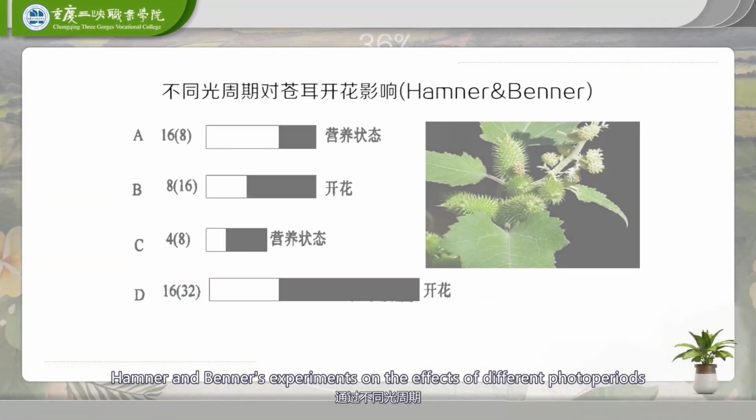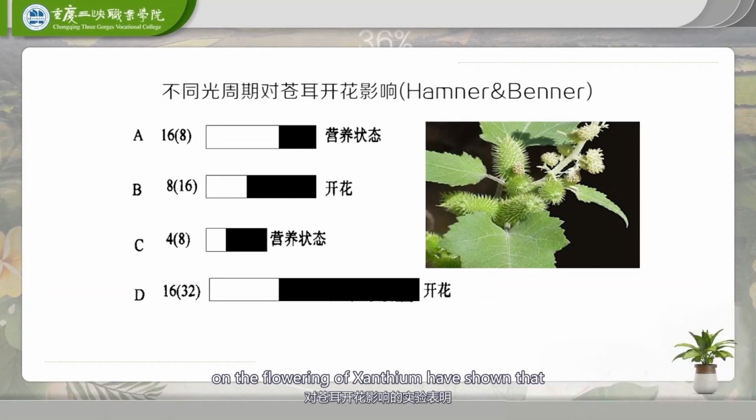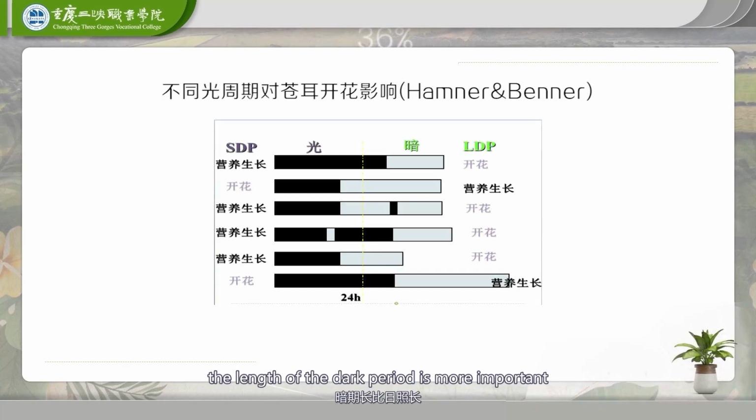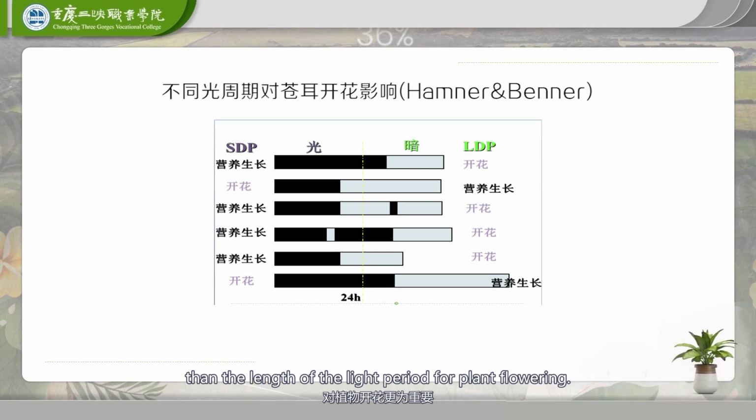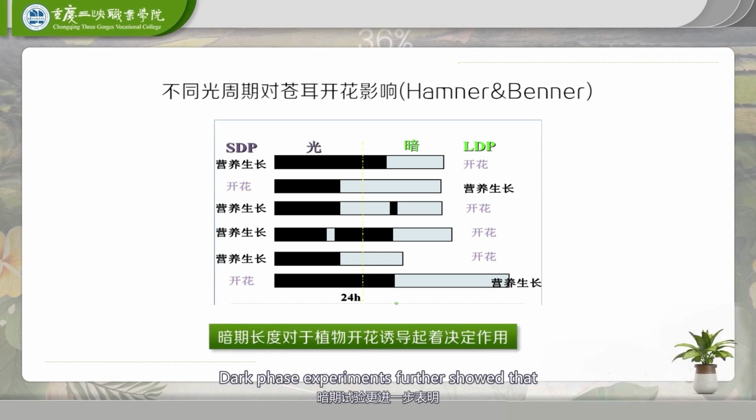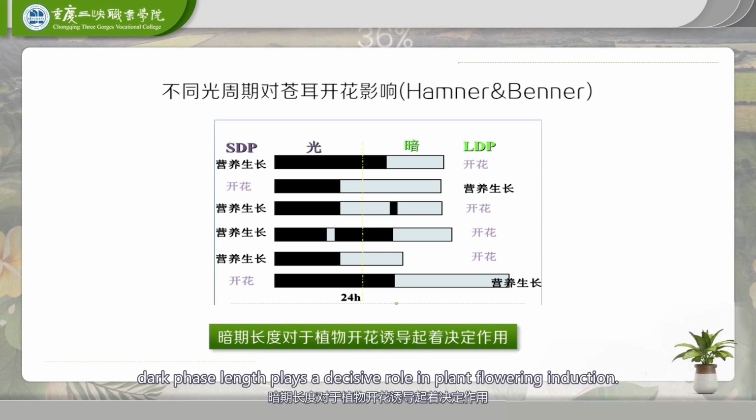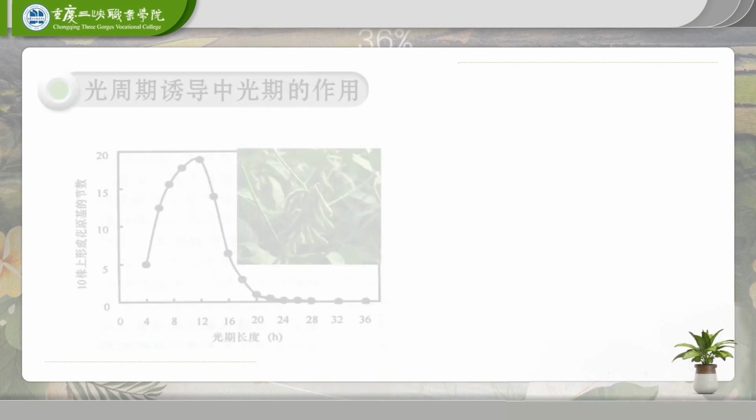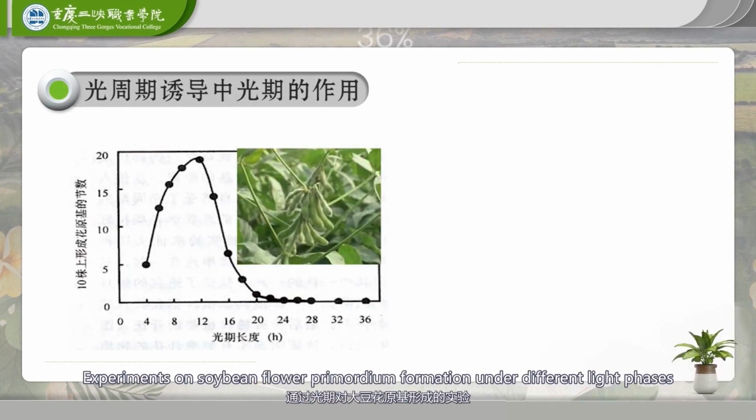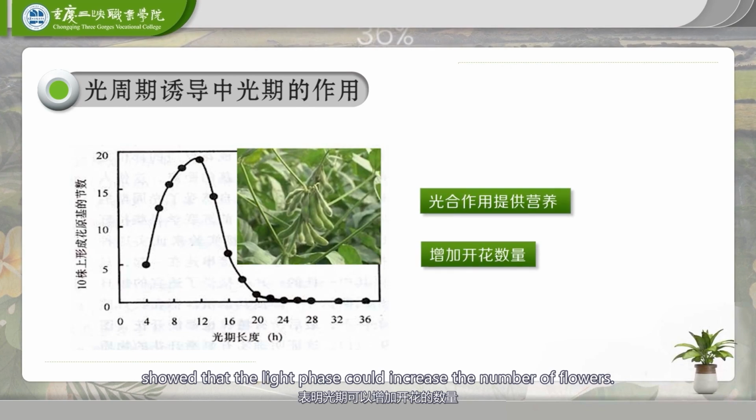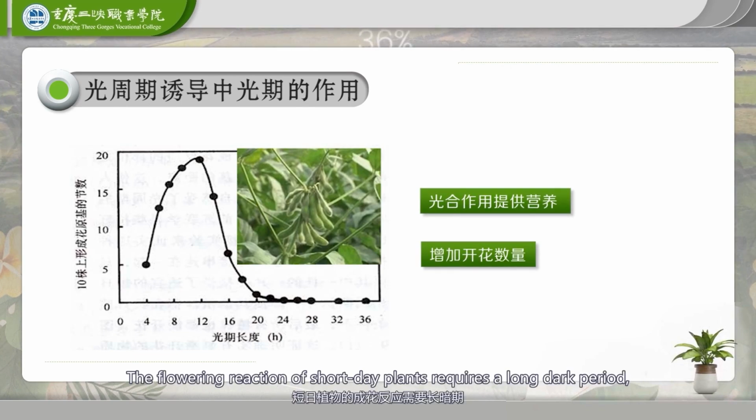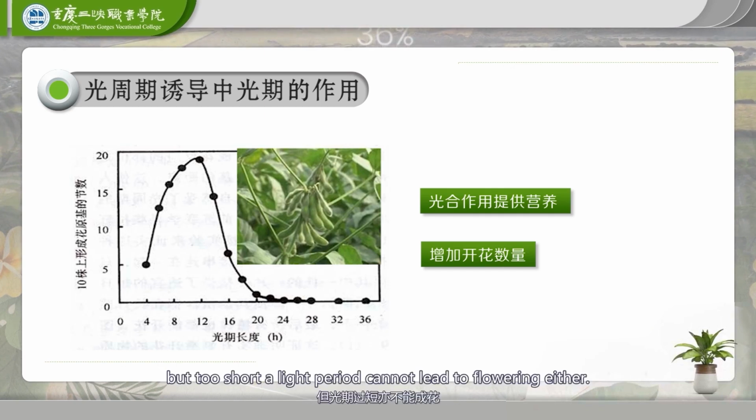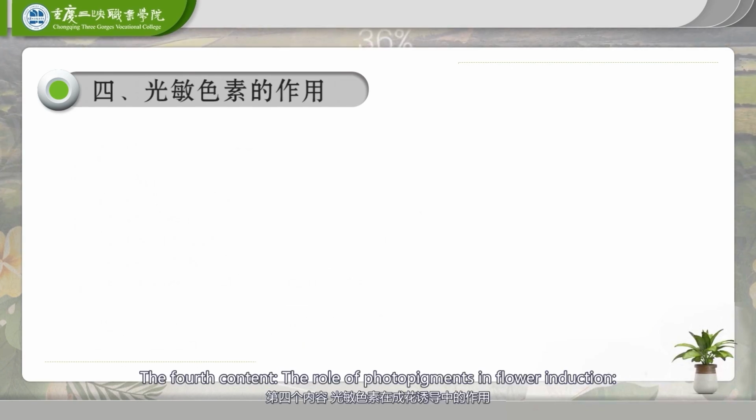We can think about the respective roles of the light phase and the dark phase in photoperiodic induction. Hamner and Bonner's experiments on the effects of different photoperiods on the flowering of xanthium have shown that the length of the dark period is more important than the length of the light period for plant flowering. Dark phase experiments further showed that dark phase length plays a decisive role in plant flowering induction. So what role does the light phase play for plants? Experiments on soybean flower primordium formation under different light phases showed that the light phase could increase the number of flowers. The flowering reaction of short day plants requires a long dark period, but too short a light period cannot lead to flowering either.